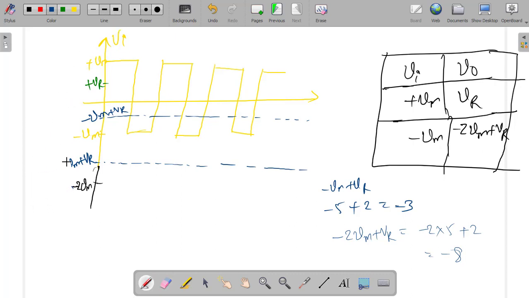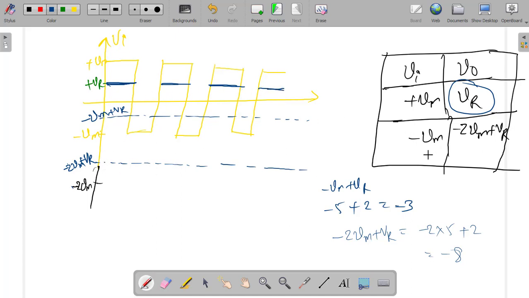How will my output waveform be for this particular circuit where biasing is done for the negative clamper? Whenever Vi is plus Vm, output is Vr. Let us represent Vr. Vr will come around here. Here you will be getting Vr, similarly here Vr, and similarly here Vr. Whenever Vi is plus Vm, you will get Vr as output.